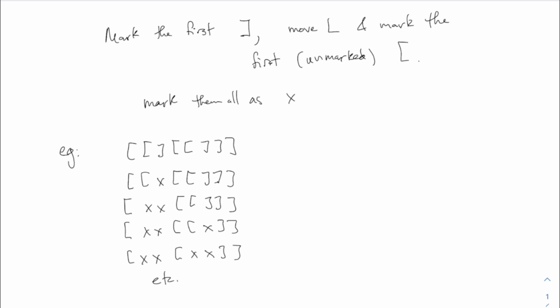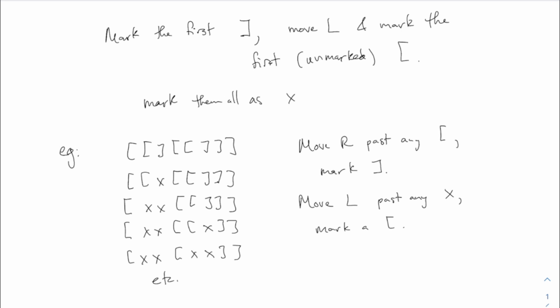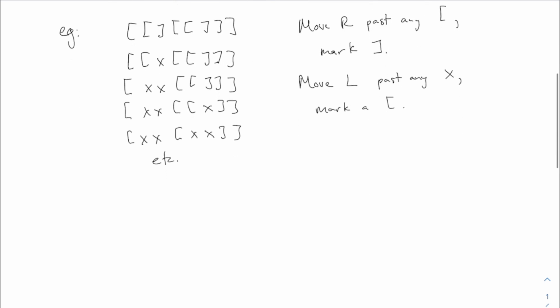If I were to write in words what I'm doing, I would say we move to the right past any left bracket to search for the first right bracket, and then mark the right bracket. Then move to the left past any previously marked things, and then mark a left bracket. This is my strategy in words. Let's see if we can make this into a Turing machine diagram.